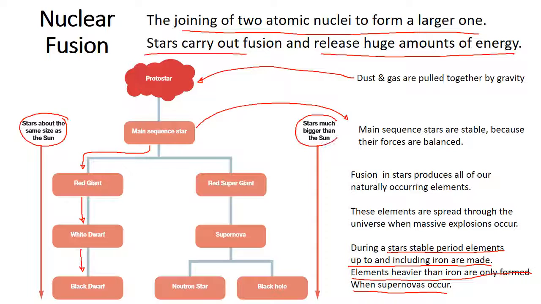Now, if you've got a main sequence star that's much bigger than the sun, this is where quite interesting things happen. So your main sequence star will balloon outwards, it'll get much bigger, and it'll become a red supergiant. And at this point, it'll get much hotter, and eventually it'll explode, and this massive explosion is called a supernova. Now, at the end of a supernova, one of two things can form. Either you could form a neutron star, which is a really, really dense star that would then cool, or you could form a black hole.